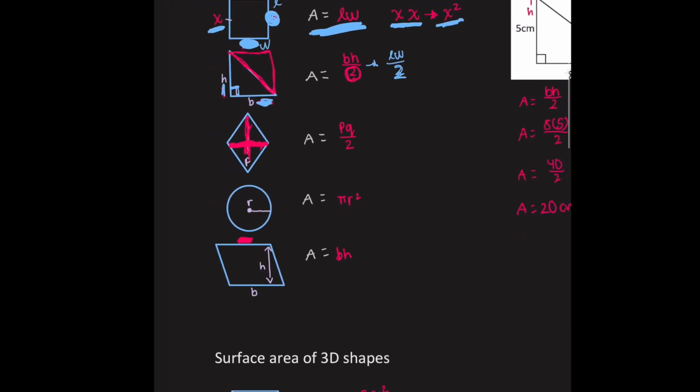Now for a circle, you would need the radius over here, and then you would do pi r squared. And then for this shape, which is a parallelogram, you've got the base right down here, and then you've got the height. It's a straight line down, not the tilt. It is a straight line down. And then you would do base times height.